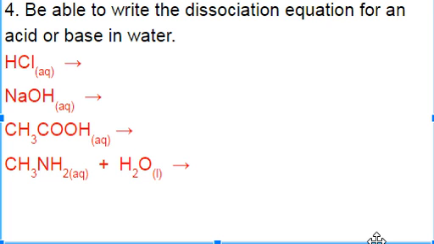Objective 4, be able to write the dissociation equation for an acid or base in water. So I usually attempt to write these without including water because water is really just pulling the two ions apart on either an acid or a base. And you'll find if you do this, the only one you can't write without including water is a weak base when you have NH2 or NH3 involved.